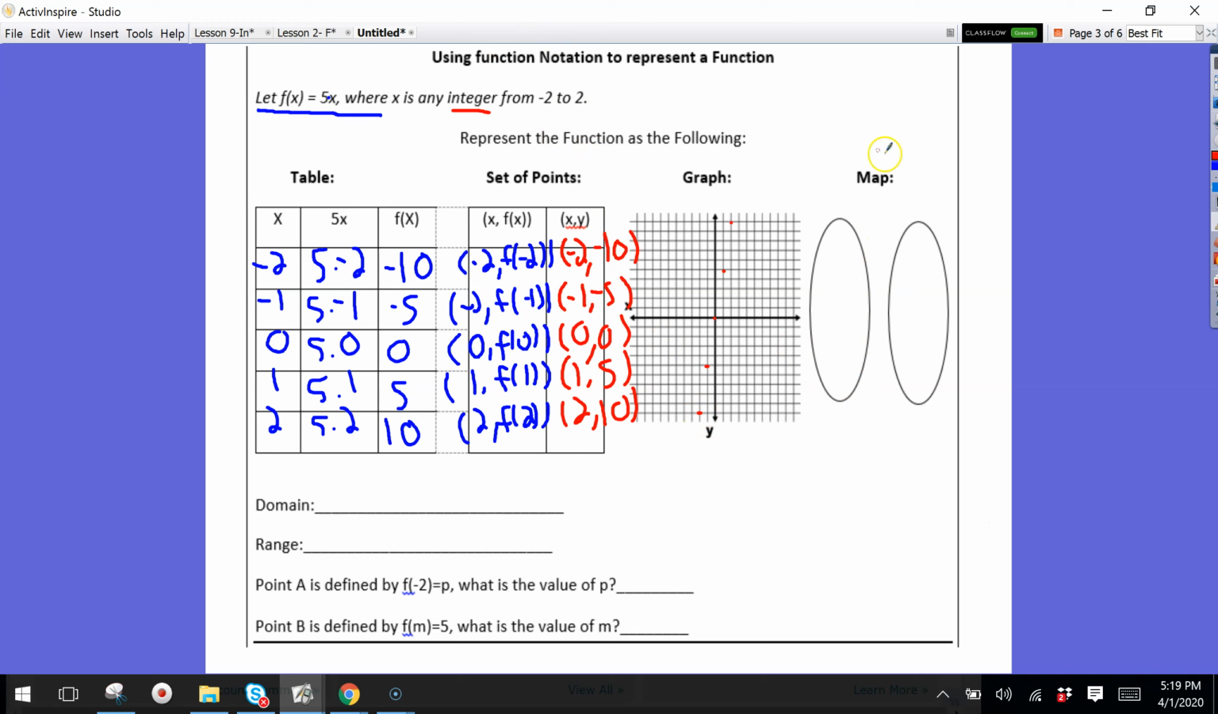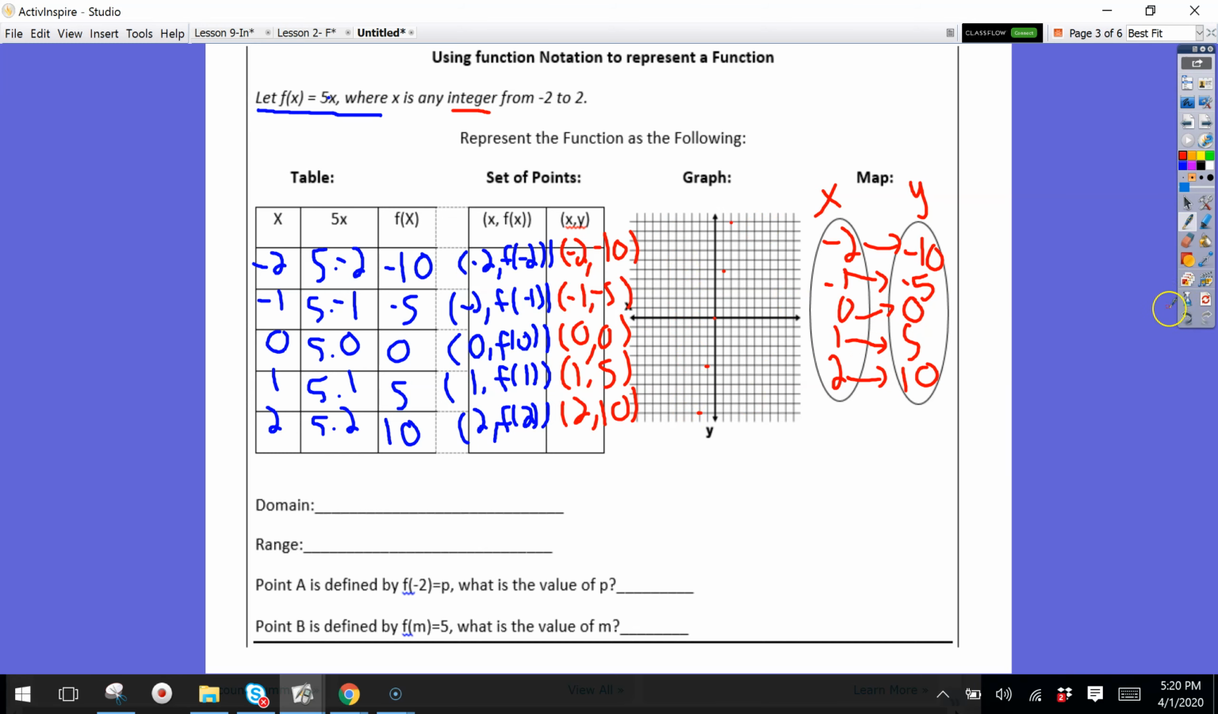So our map is going to have my x values here and my y values here. And so my x values are -2, -1, 0, 1, and 2. And my y values are -10, -5, 0, 5, and 10. And this one is nice and boring. So -2 goes to -10, -1 goes to -5, 0 goes to 0, 1 goes to 5, and 2 goes to 10. Great.